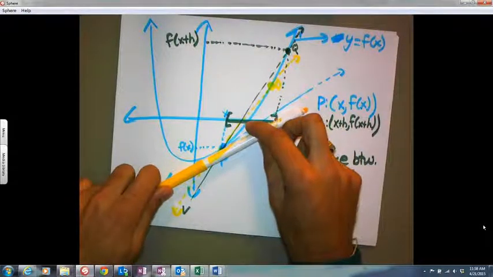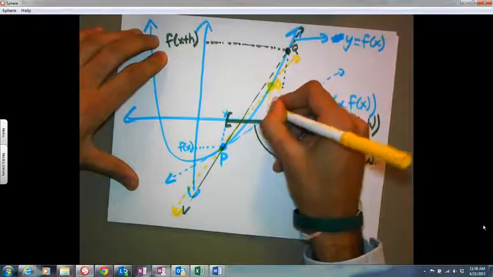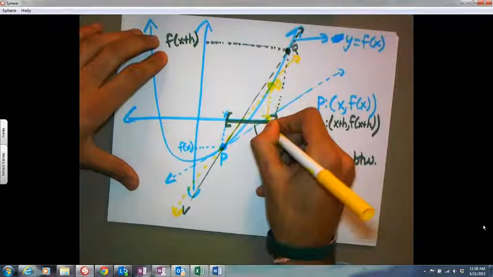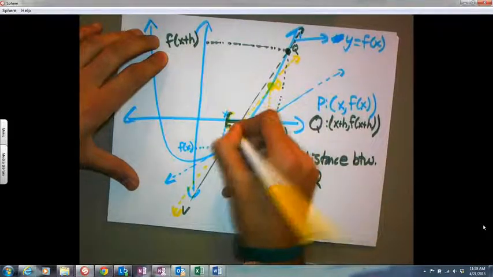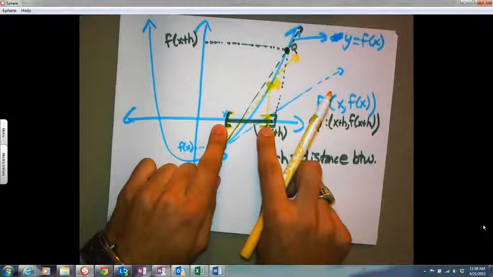But what did we do here? We just moved Q over. So you all might agree that we made this distance smaller. Before, the distance went all the way to this green. Now it's up to only the yellow. So the distance, h, got smaller, and the line got better.